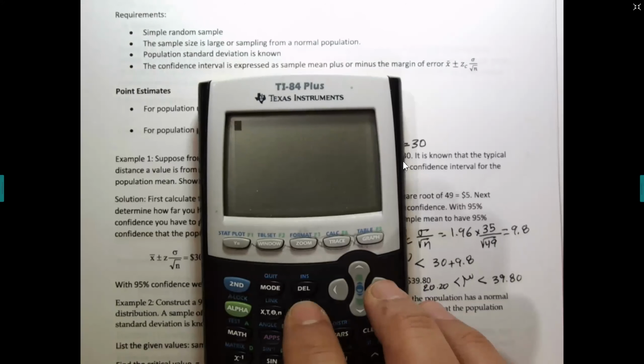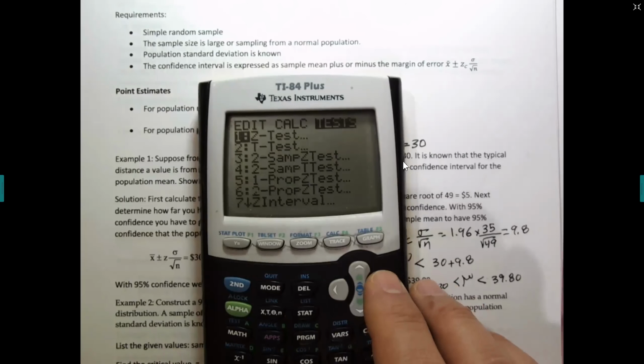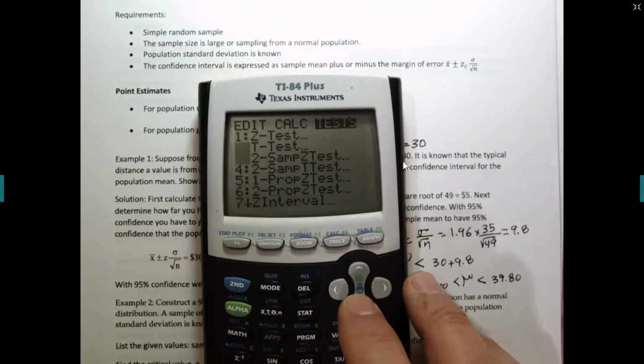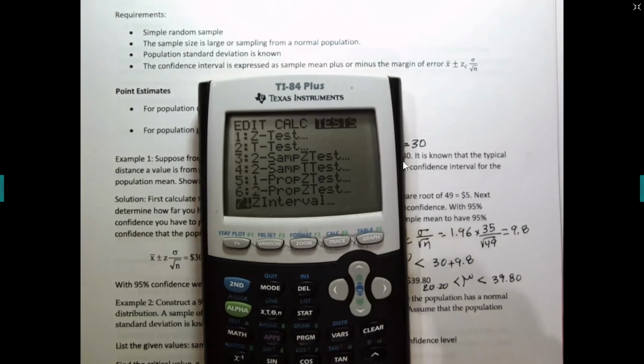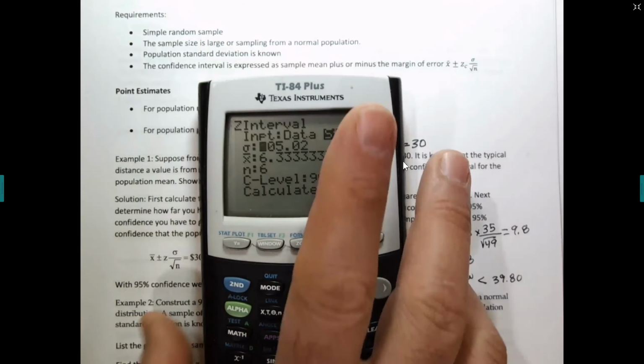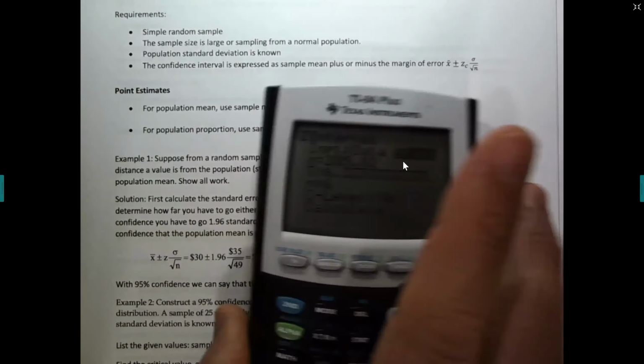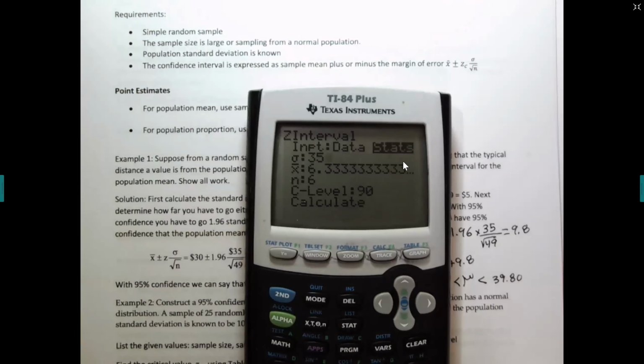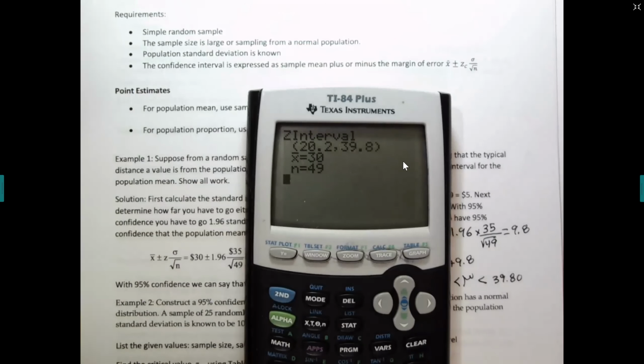Clear. Stat. Tests. Number 7. It's number 7. Well, probably you put Z test, not Z interval. Okay. Sigma. What was sigma, guys? I forgot. 35. I'll do it again. X bar is 30. N is 49. Confidence level, put 95. And here you go, guys. That's the interval.